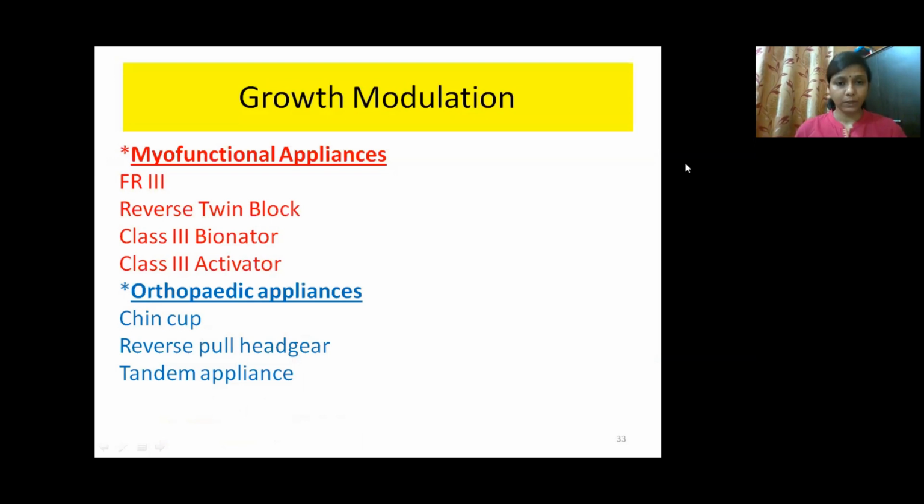In growth modulation procedures, we have two types of appliances. One is the myofunctional appliances, and secondly, we have the orthopedic appliances. In the myofunctional appliances, we have Frankel regulator 3, reverse twin block, class 3 bionator, and class 3 activator that can be used to correct the midface deficiency and correct the class 3 malocclusion. Among the orthopedic appliances, we have chin cup and reverse headgear, and also the tandem appliance.